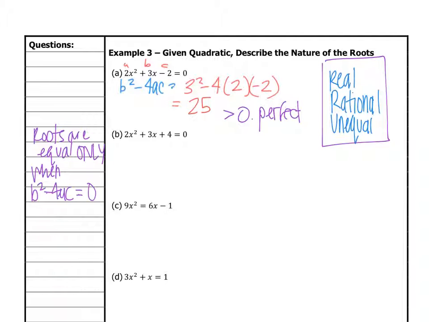We're going to skip down to part C. I will put the answer to part B up on the board in just a few minutes, but let's move down to C. We have 9x squared equals 6x minus 1. Remember, the first step is to get it equal to 0, so think about taking away 6x and adding 1. Take away 6x and add 1. So now we have 9x squared minus 6x plus 1 equals 0. Now we get to find a, b, c, and calculate b squared minus 4ac.